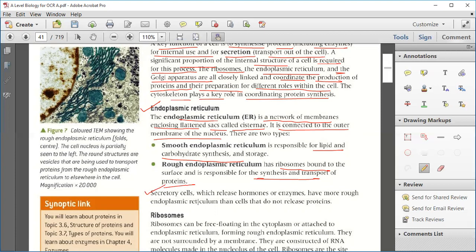Now, secretory cells which release hormones or enzymes have more rough endoplasmic reticulum than the cells which do not release proteins. Is that clear?